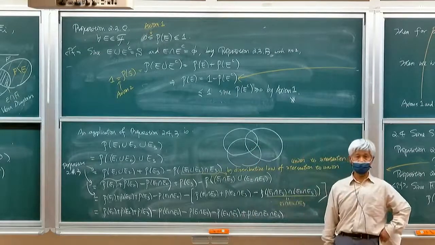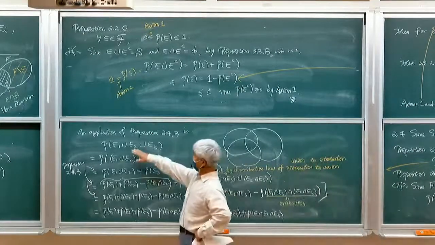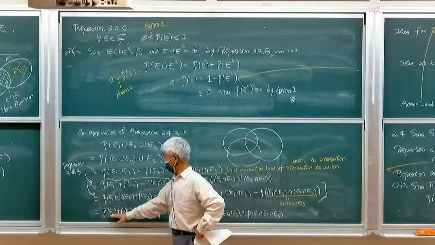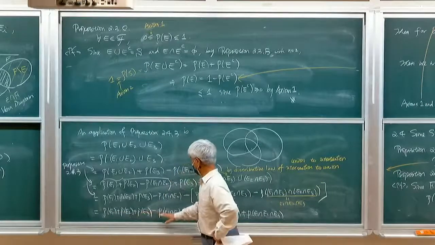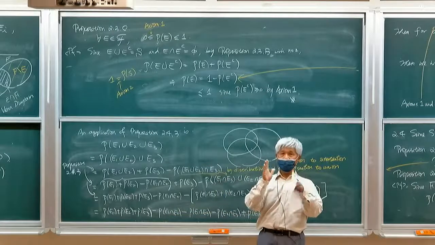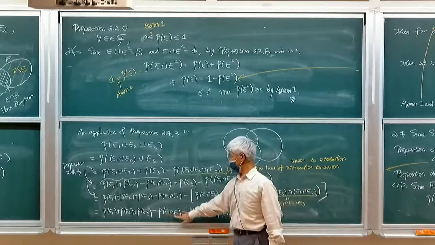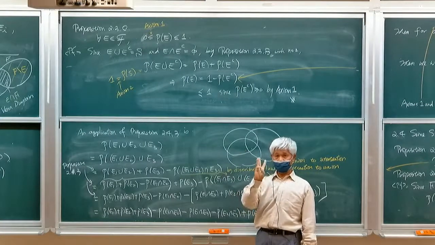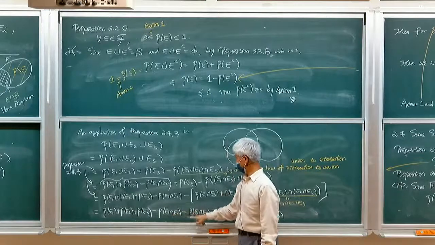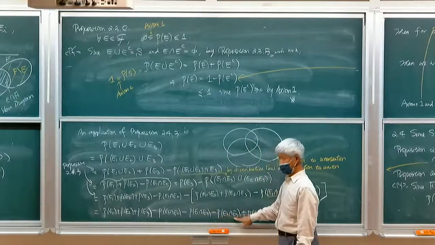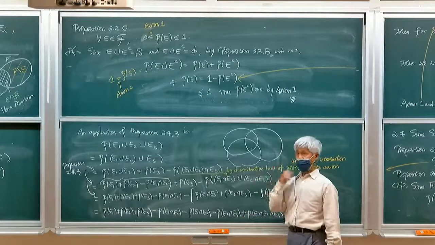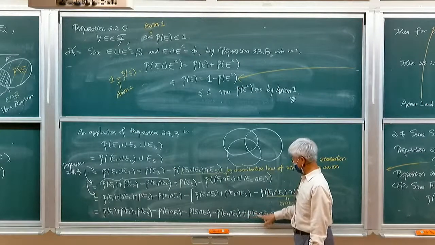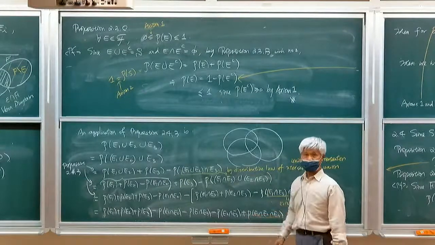Okay, so now we have a formula. The probability of the union of E1, E2, and E3 is equal to the sum of individual probabilities, and then minus the probability of mutual intersections. We have three possibilities, because we select two from three: E1 intersect E2, E1 intersect E3, E2 intersect E3. And then plus back, because we subtracted too much, so we add something. And this one is the probability of the intersection of the three events.